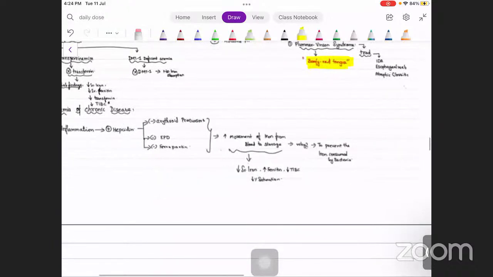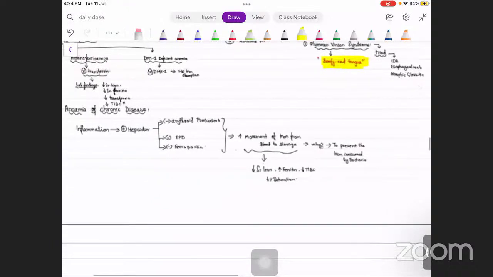Then you have anemia of chronic disease, ACD. So what is the triad of Plummer-Vinson syndrome? Once again, people, it's iron deficiency anemia, esophageal web, and atrophic glossitis.